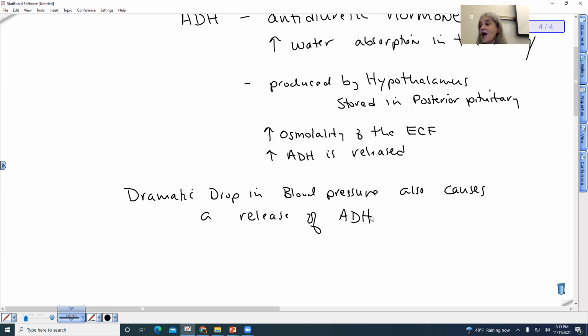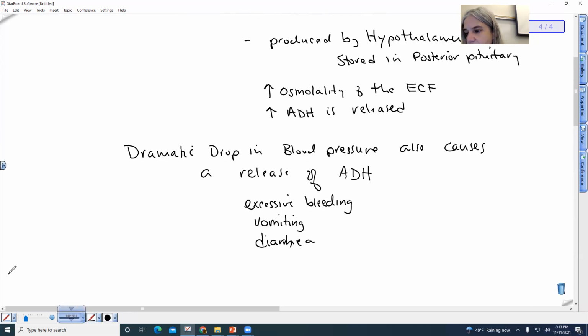Say, for example, we are injured, so we have excessive amounts of bleeding. We also have vomiting, which can really mess up your balance of water and electrolytes. And then diarrhea. And your textbook also says, there's 2 R's in diarrhea. Your textbook also says prolonged fever.